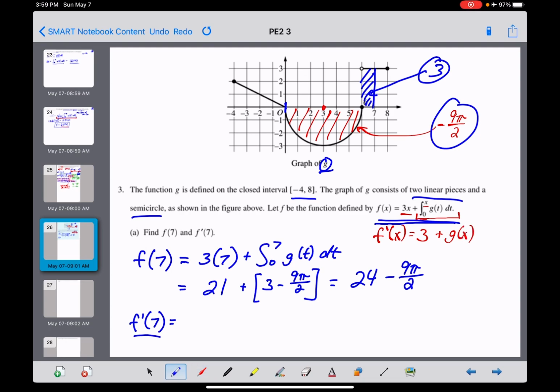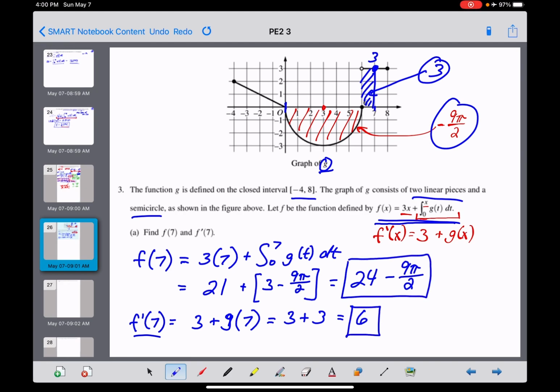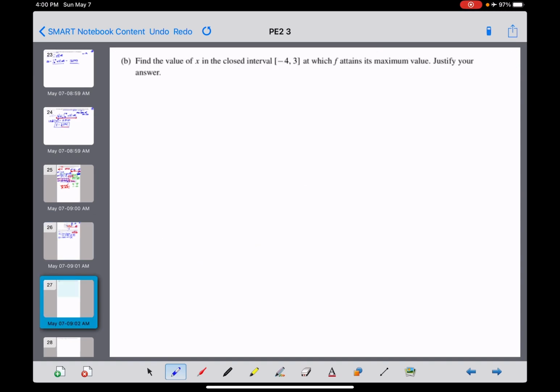So down here for f prime of 7, that's going to be 3 plus g of 7. And since this is the graph of g, the value of g of 7, we would go right here to 7, and the value of this function there is 3. So that's going to be 3 plus 3, and our answer there is going to be 6. So there is our value for f of 7. Here is our value for f prime of 7. Okay, and that takes care of part A. 2 points total right there, one for each of those two values.